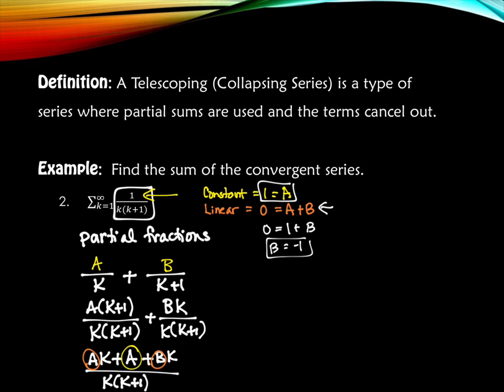I can now take what I was trying to do when I was separating, and finish the separation. This is 1 over k minus 1 over k plus 1. Either do plus a negative numerator or put a negative in front, it doesn't matter.